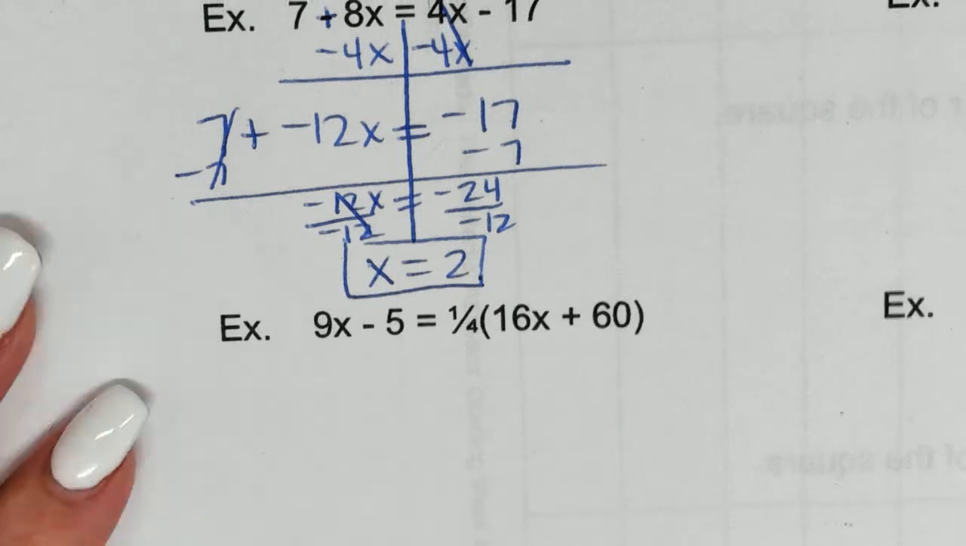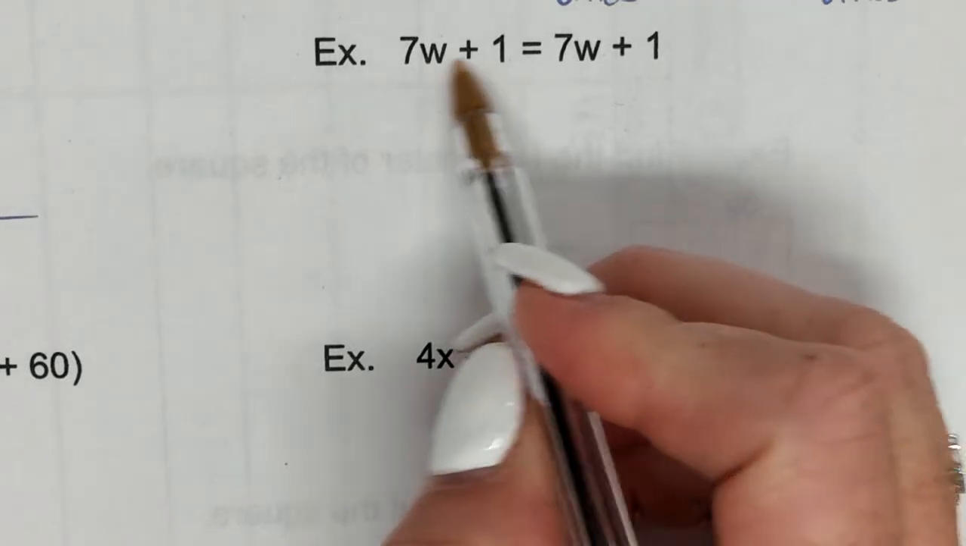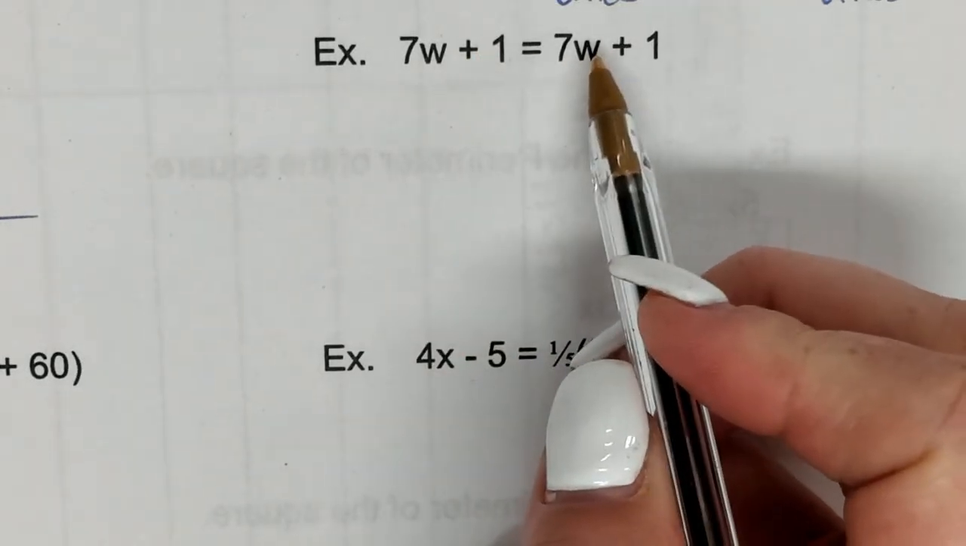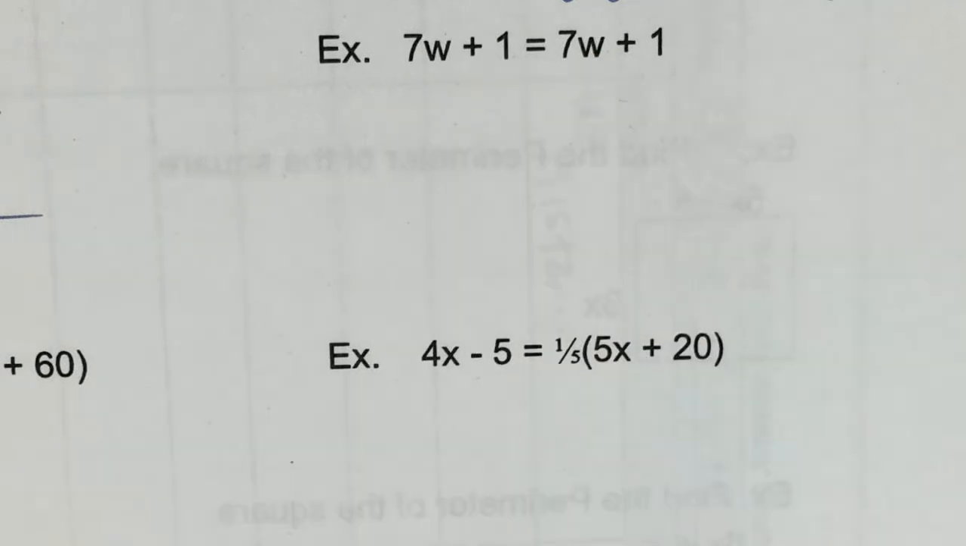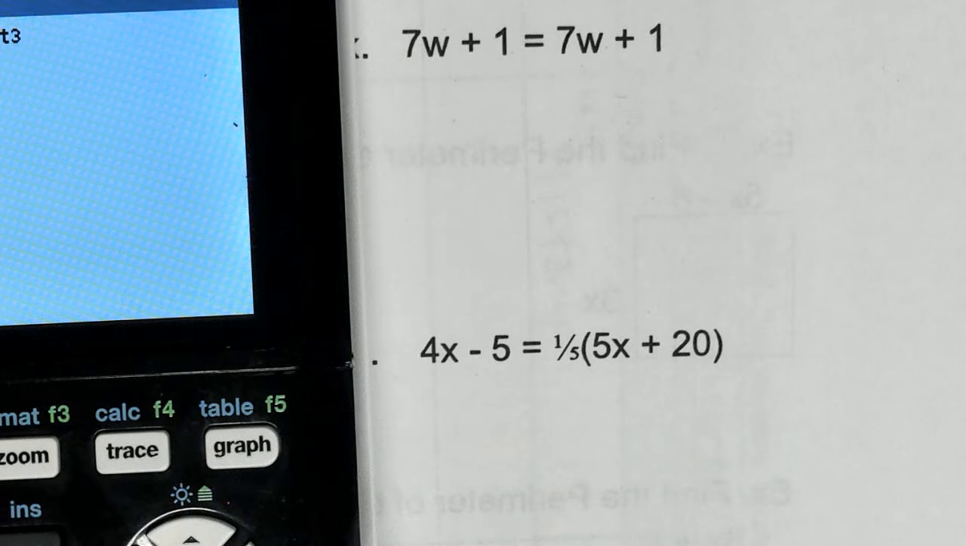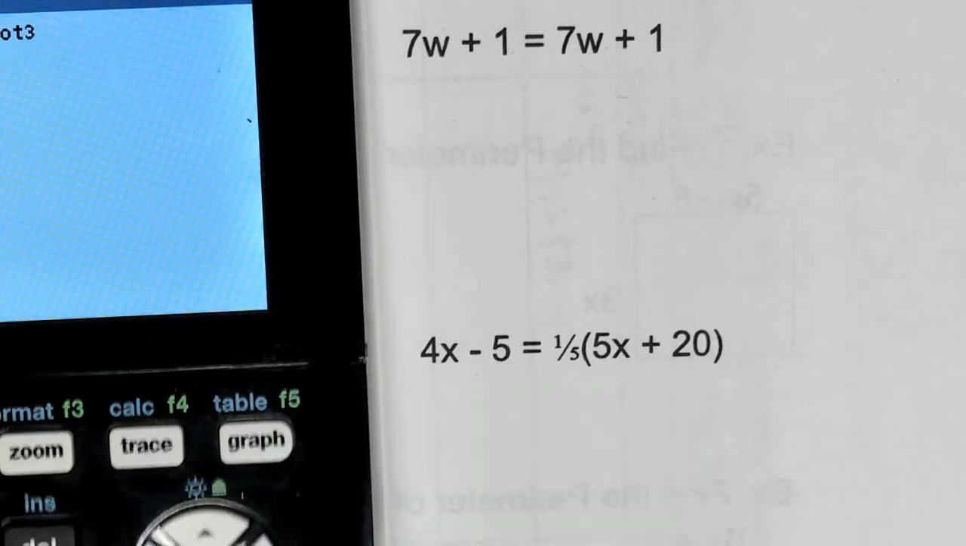So what do y'all think I should do first? But stop and look at it. What do y'all notice? It's the same. This is going to be the exact same line as this one. Do y'all agree? So if I go put that in my calculator, it's not going to really help me. 7x plus 1 and 7x plus 1.